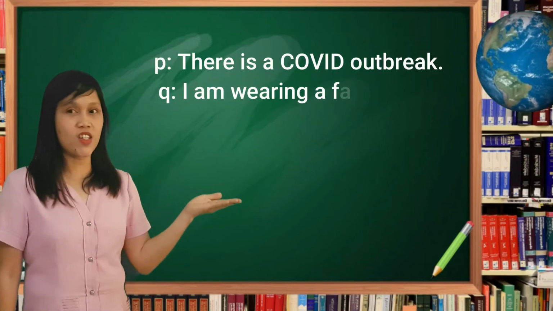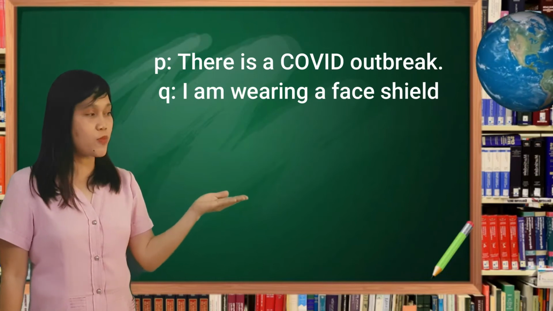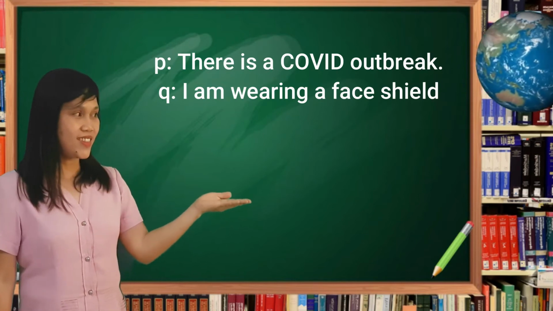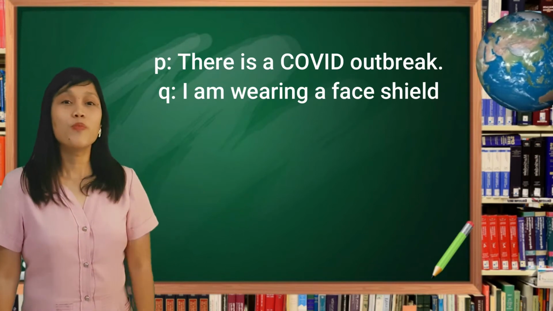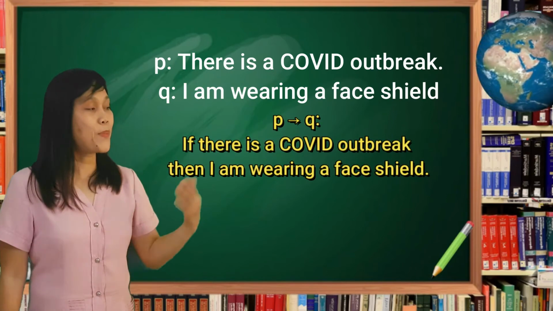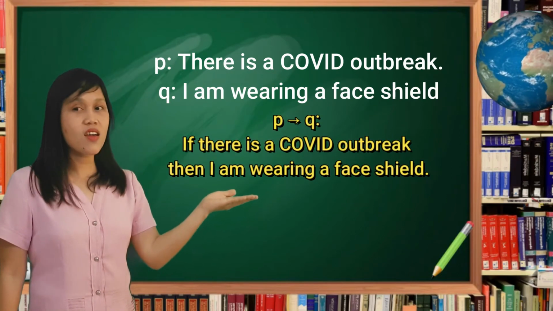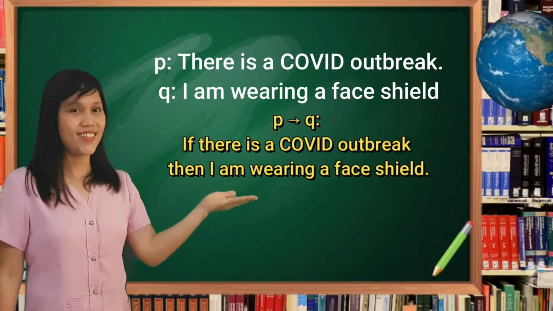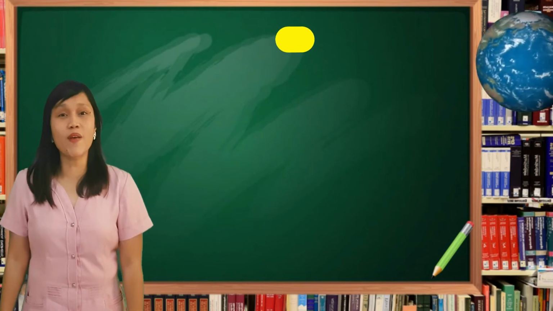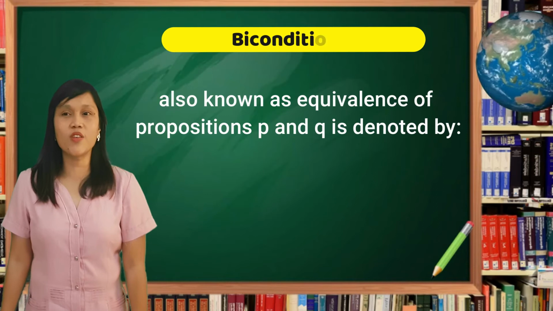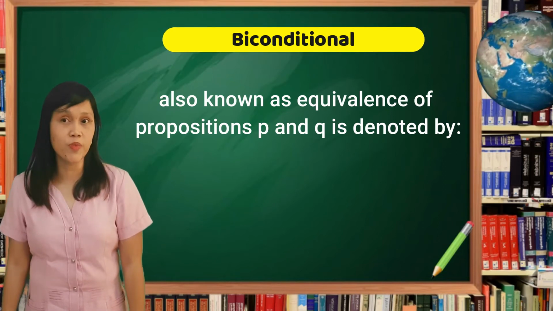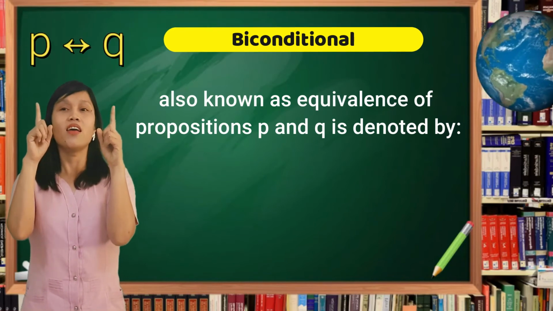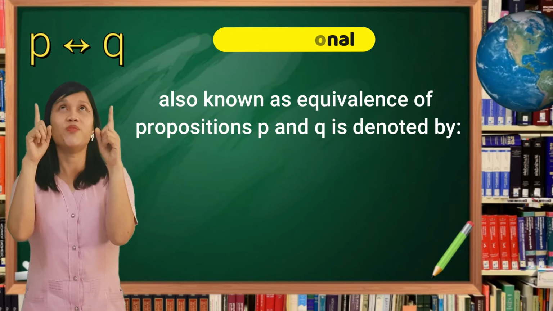Let's have another example. Given the following propositions, P, there is a COVID outbreak, and Q, I am wearing a face shield. To make it conditional, P then Q, if there is a COVID outbreak, then I am wearing a face shield. The fifth logical operator is the biconditional, also known as equivalence of propositions P and Q, which is denoted by this symbol. P, if and only if Q.